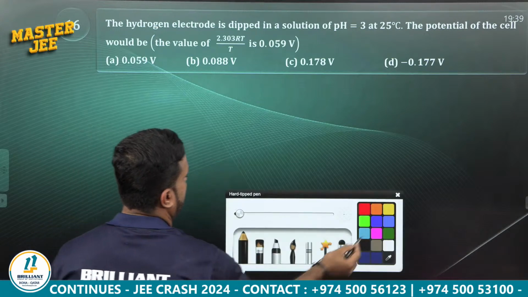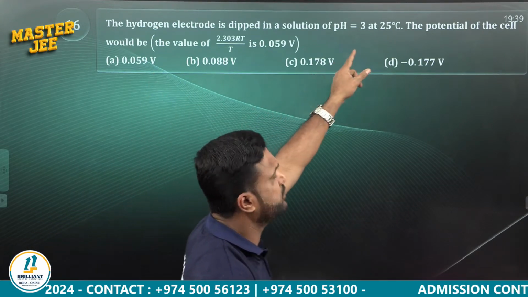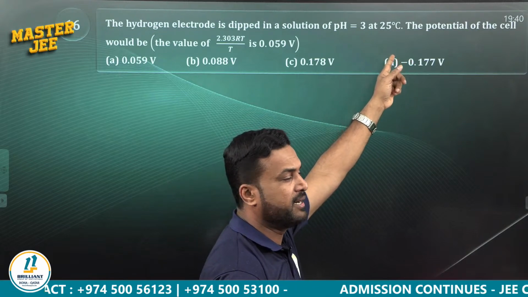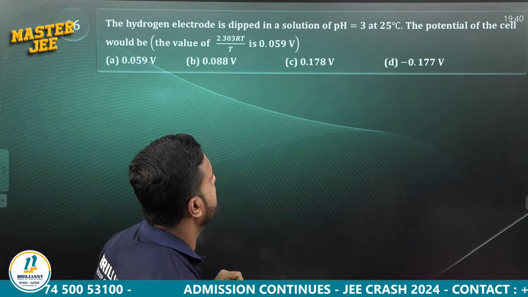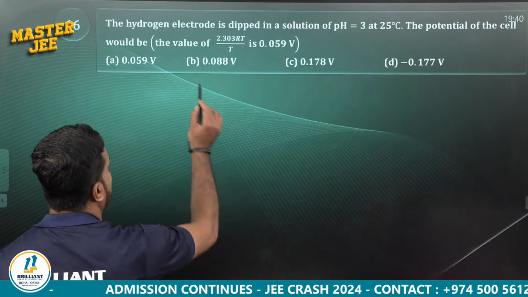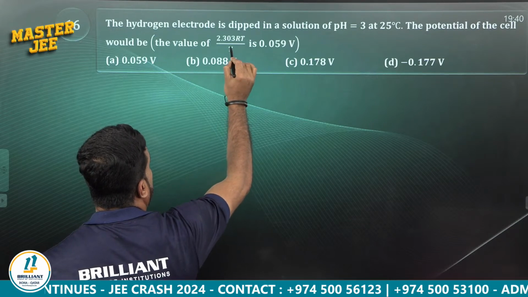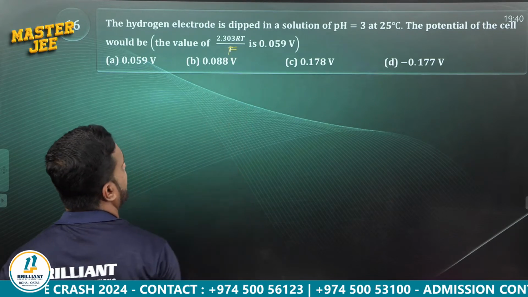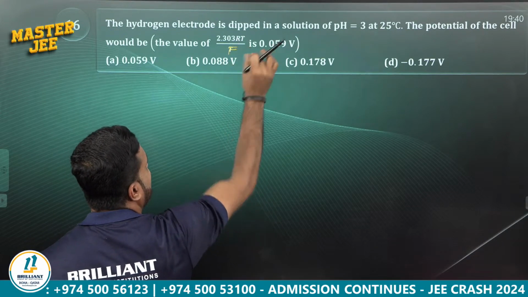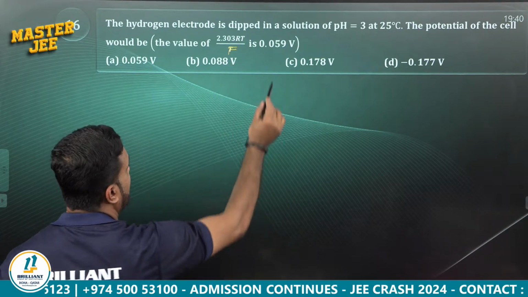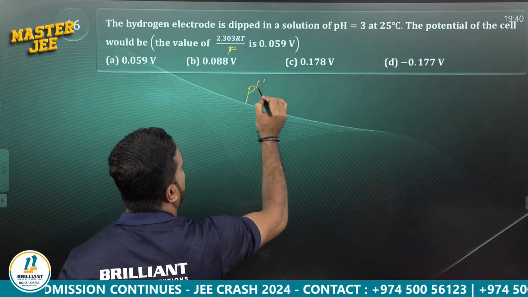Question number 16. The hydrogen electrode is dipped in a solution of pH equal to 3 at 25 degrees Celsius. The potential of the cell would be, here there is one correction I think, the value of 2.303 RT divided by F is given, that we already learned, that is 0.059 volt. What they are asking: the hydrogen electrode is dipped in a solution of pH equal to 3.